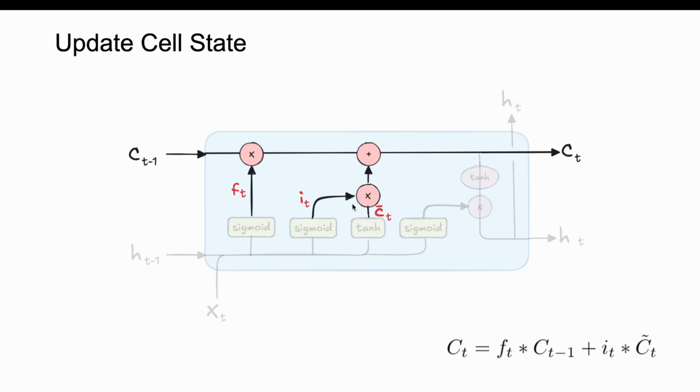So after multiplying this IT vector and C tilde T vector, we'll add this to our candidate cell state. This is our formula for the CT. This is how we update the CT, that is the cell state. CT is equal to FT pointwise vector multiplication with CT minus 1, plus IT pointwise vector multiplication with C tilde T. This pointwise vector multiplication is also known as the element-wise product. So this is how we update the cell state.